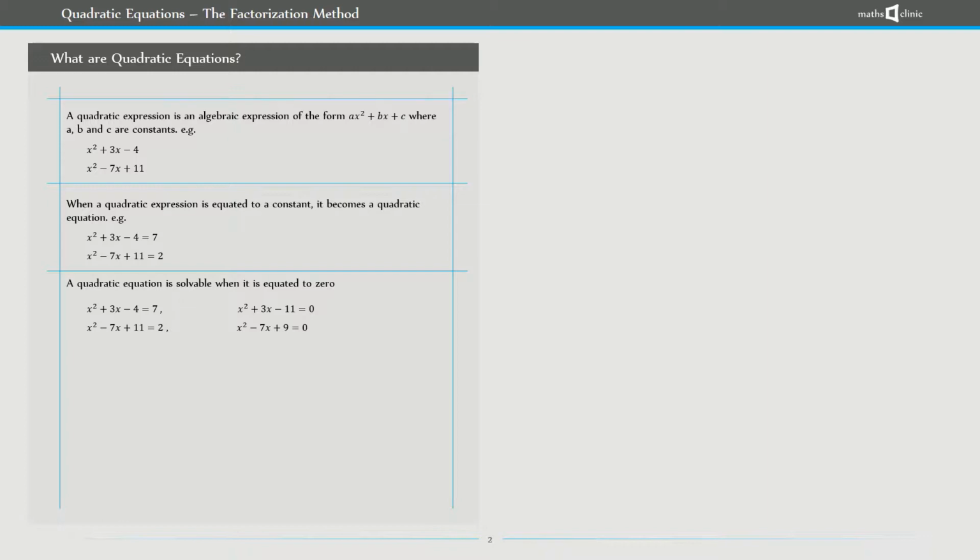Similarly, if you have x squared minus 7x plus 11 equals 2, and you want to solve this equation, you'd have to move 2 over to the left, and it will become minus 2. And then you have x squared minus 7x plus 9 equals 0. This is a solvable quadratic equation.